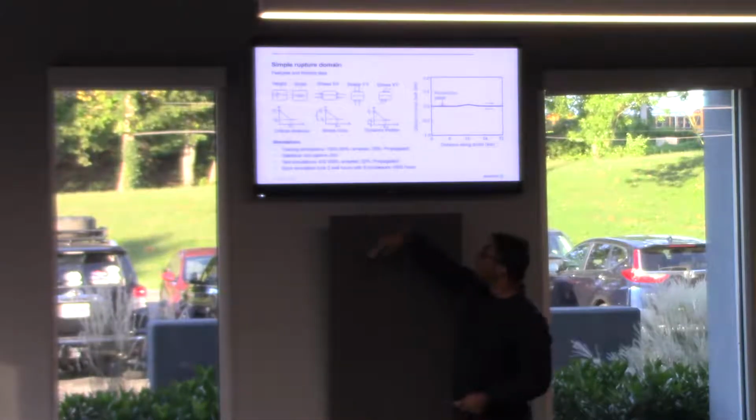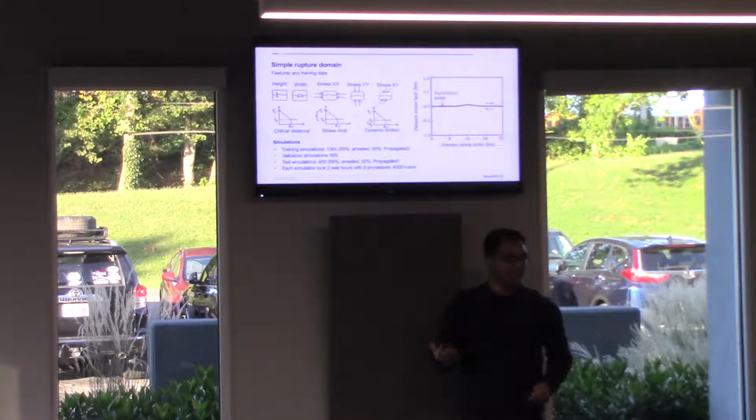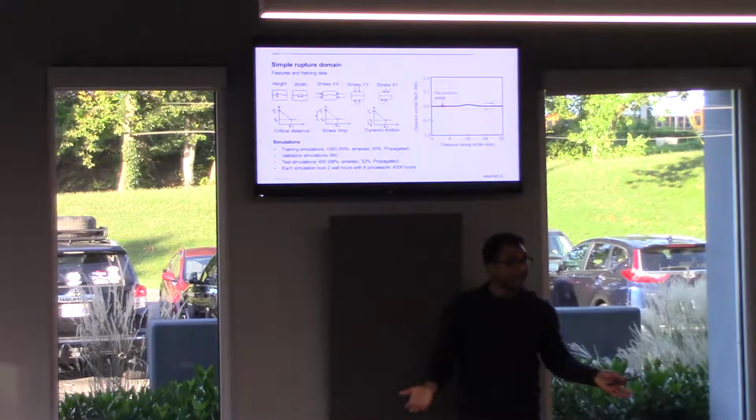Okay, so it's an imbalance problem. When the earthquake propagated, we call it the positive class. When it didn't, we call it the negative class. So it's a 1 and 0. It's a binary classification problem.